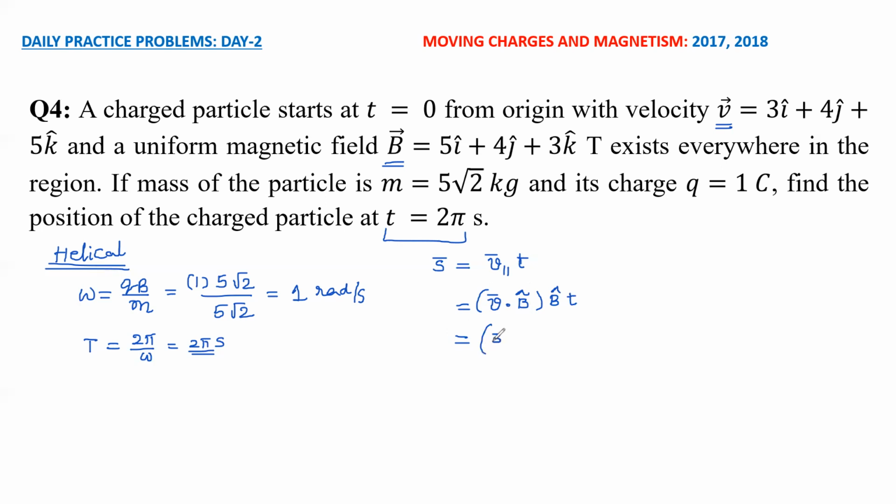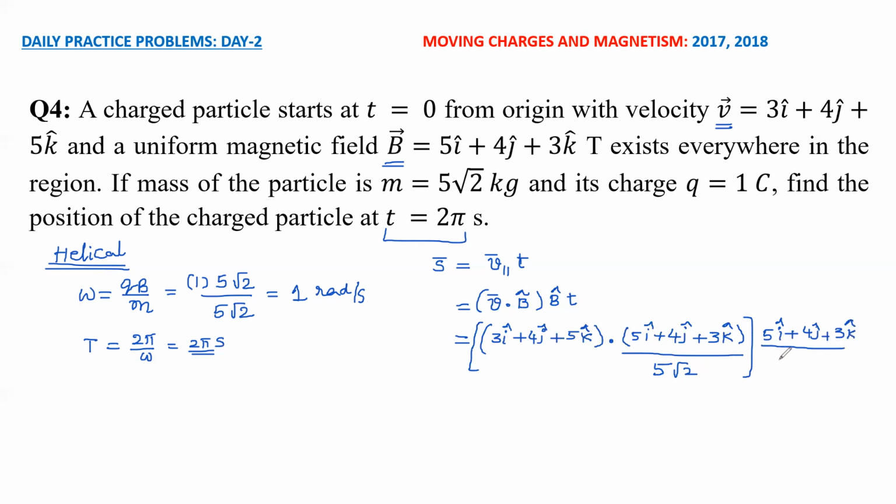So V bar is 3i cap plus 4j cap plus 5k cap, dot B cap, which means simply B bar by B, which is again 5i cap plus 4j cap plus 3k cap, divided by its magnitude, which is 5 root 2, times B cap, which is again the same vector, 5i cap plus 4j cap plus 3k cap, divided by 5 root 2, into the time, which is 2 pi.